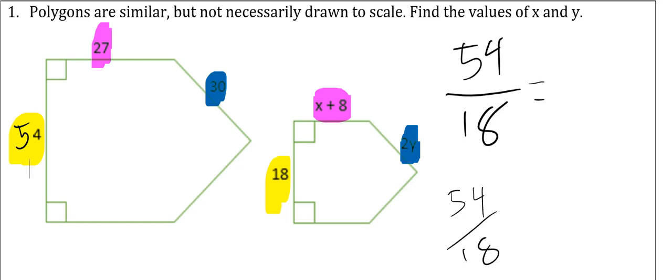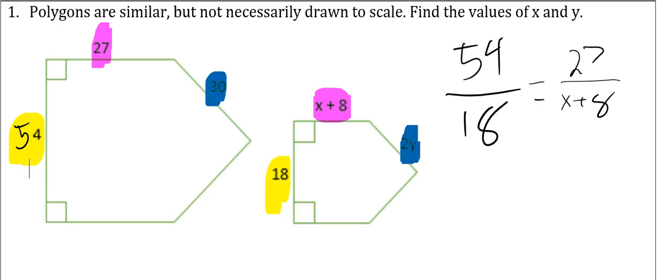So for the first one, since we did 54 on top, that is the big shape on the left. That means whatever I decide, if it's the purple one or the blue one, I have to put 27 or 30 on top. So let's do 27. I'll put 27 on top, and x plus 8 on bottom. Let's get rid of this down here, because we're going to write down here. Now we're going to cross multiply 54 times this. When you're doing this, you're going to write it like this.